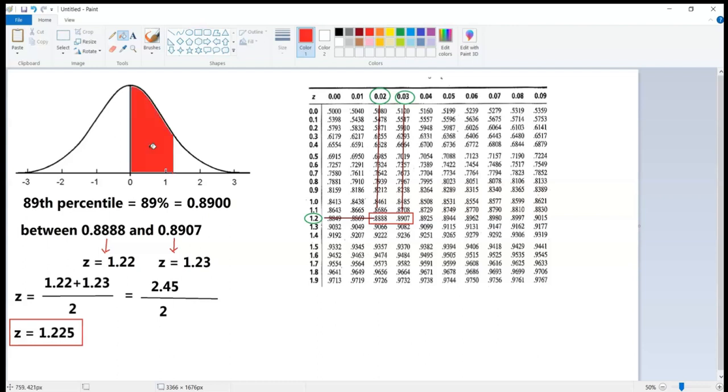Again, this means that 89% of the data lies below z equals 1.225, which is the 89th percentile under the normal curve. That's it for today's lesson.